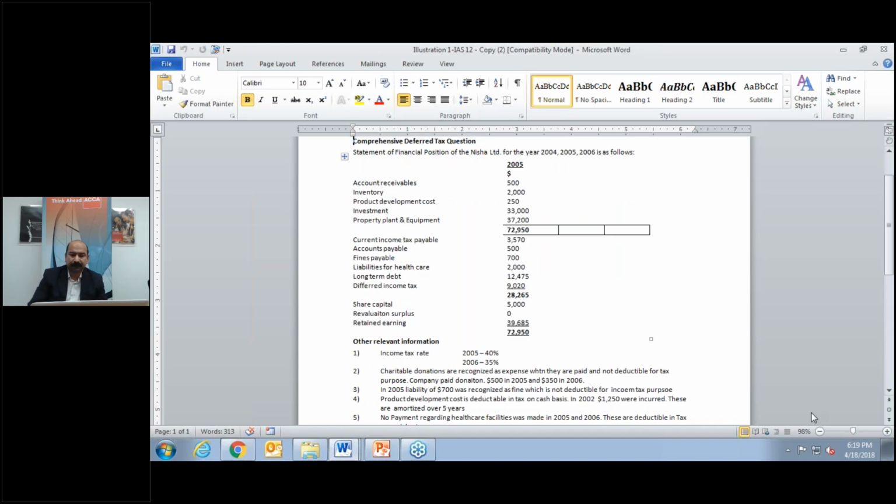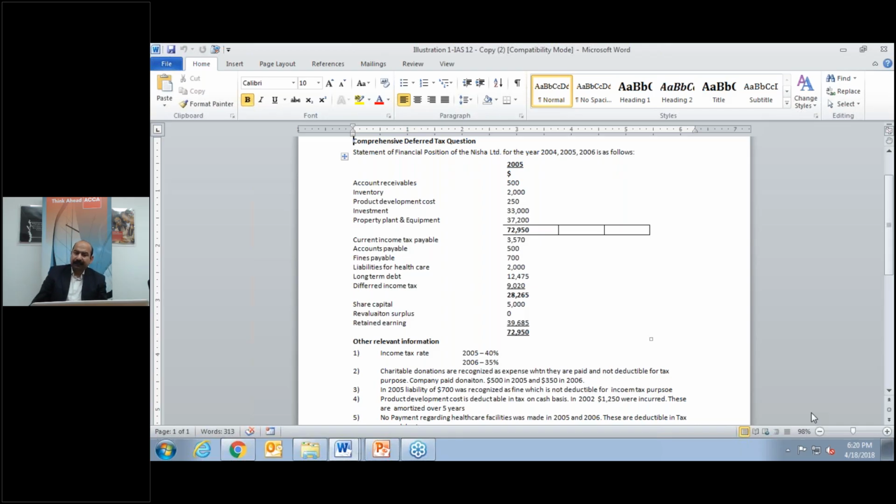Okay, first of all, let us read this illustration. You can see that this is a complete statement of financial position. Statement of financial position of Nisha Limited for the year 2004, 2005, and 2006. Here I have taken only 2005 so that I could make use of the space available after 2005 for the calculation for the solution of this comprehensive example.